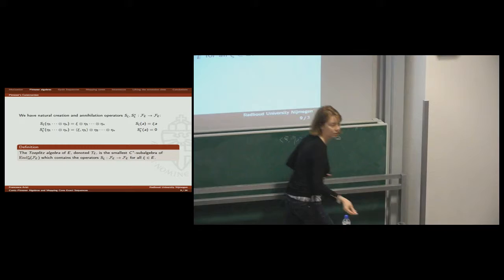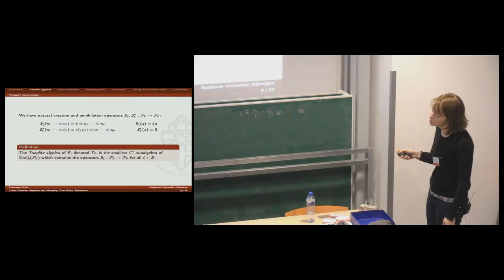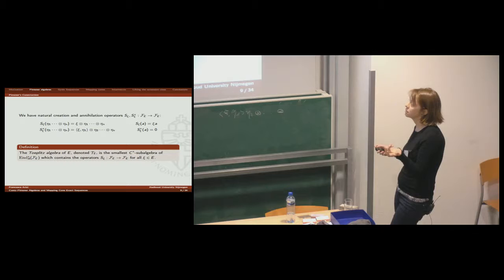Because this inner product takes values in A, we can multiply with eta 1, eta 2. And so we define the Toeplitz algebra associated to the bimodule to be the C*-algebra represented inside the algebra of adjointable endomorphisms, which is generated by those operators. So why is it called the Toeplitz algebra?